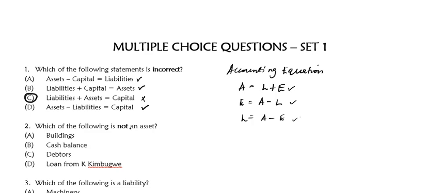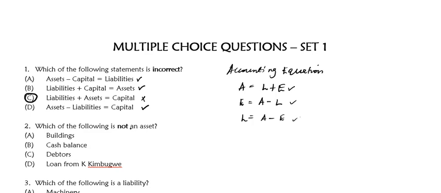Then number 2, which of the following is not an asset? Now here the first thing you need to find out, or what you need to ask yourself, is what is an asset to a business.